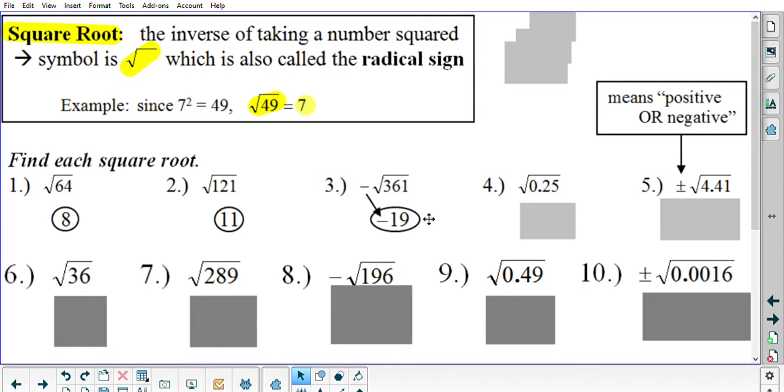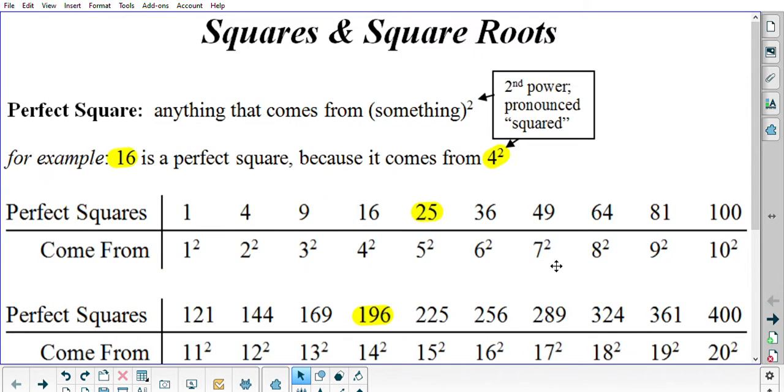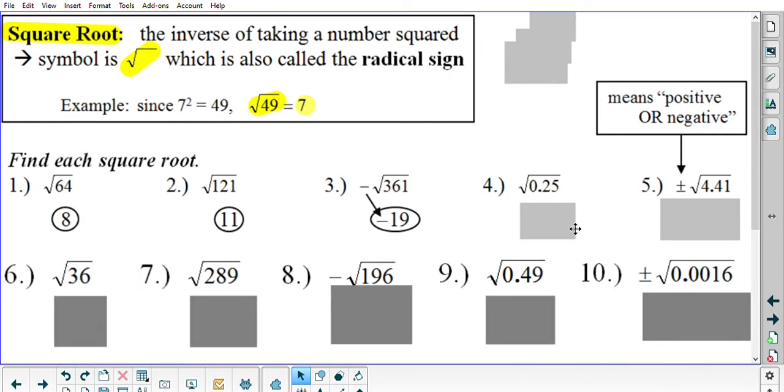Problem number 4. Now we're getting a little trickier on you here. We're throwing decimals in the mix. We have 25 hundredths, 0.25, and we have the square root of that. So how do I do that? Well, you might recognize the 25. I have it highlighted for you here on the chart. It comes from 5 to the second power. So you should initially be thinking 5. But is it 5 tenths or is it 5 hundredths? Well, think about this with me.